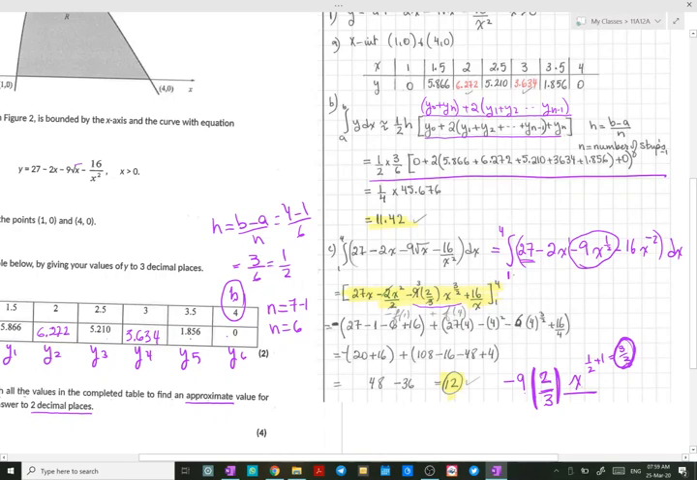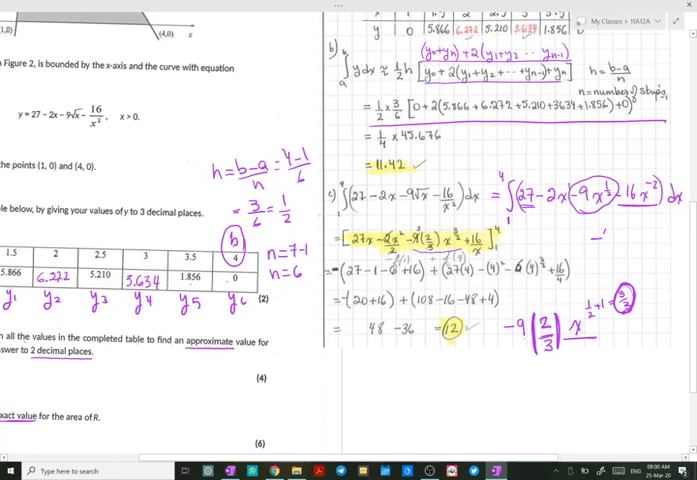Plus, working with this one, we have minus 16x to the minus 2. So I need to add 1, so it becomes minus 1, and I divide by minus 1. So actually you're going to have minus divided by minus is plus 16x to the minus 1. And if you change it to a positive exponent, it's 16 over x.